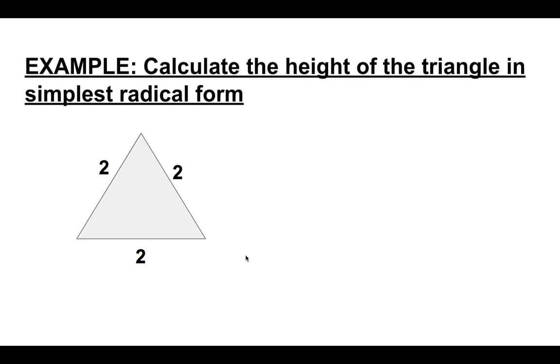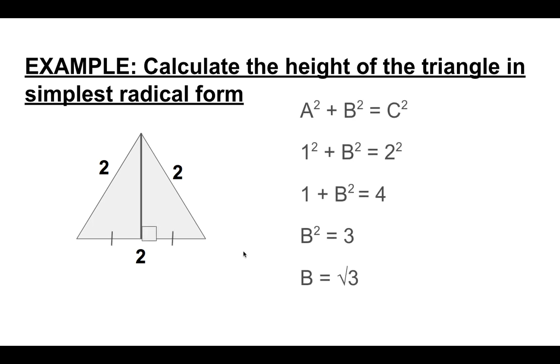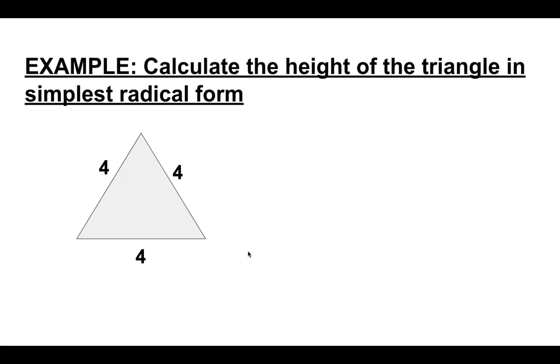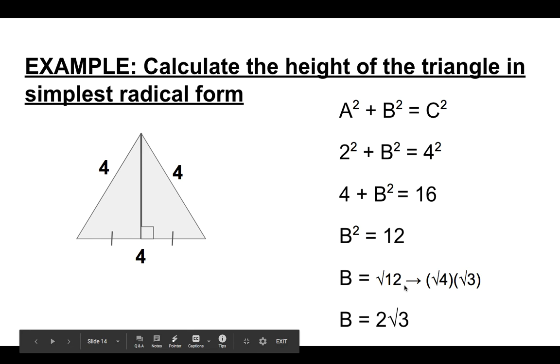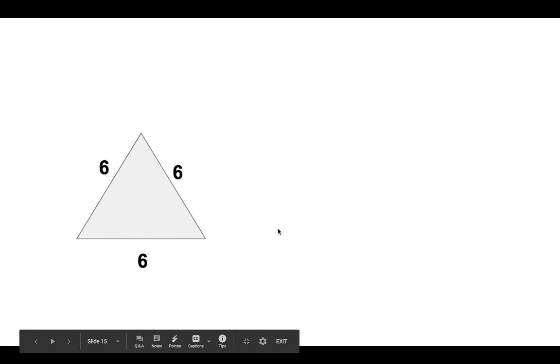If I create my altitude line for this example, again, I create that 90-degree angle. I break my base up in half. When I apply the Pythagorean theorem, I get that b is equal to the square root of 3. In this example, I want to calculate again the height, simplest radical form. Again, I make my altitude line, my right angle. I know my base gets cut in half. So when I apply the Pythagorean theorem, I should get this. Notice always remembering to split and factor whatever you get in here to see if you can simplify the radical.